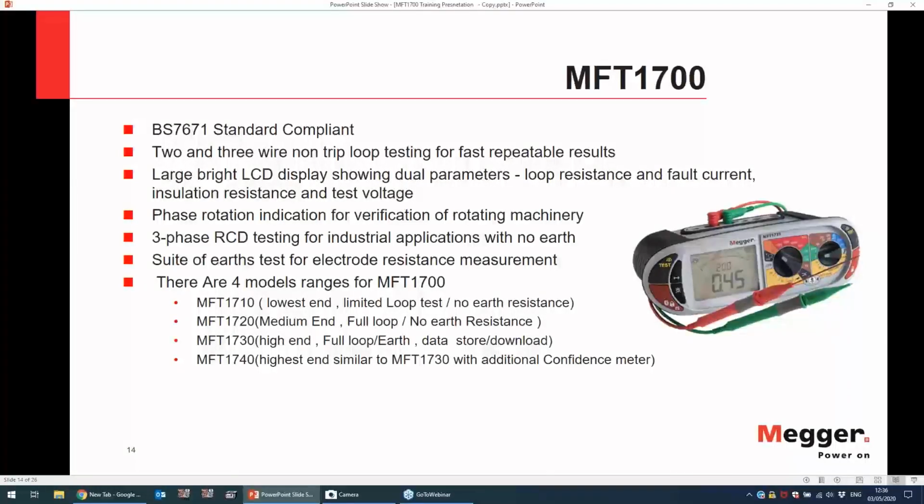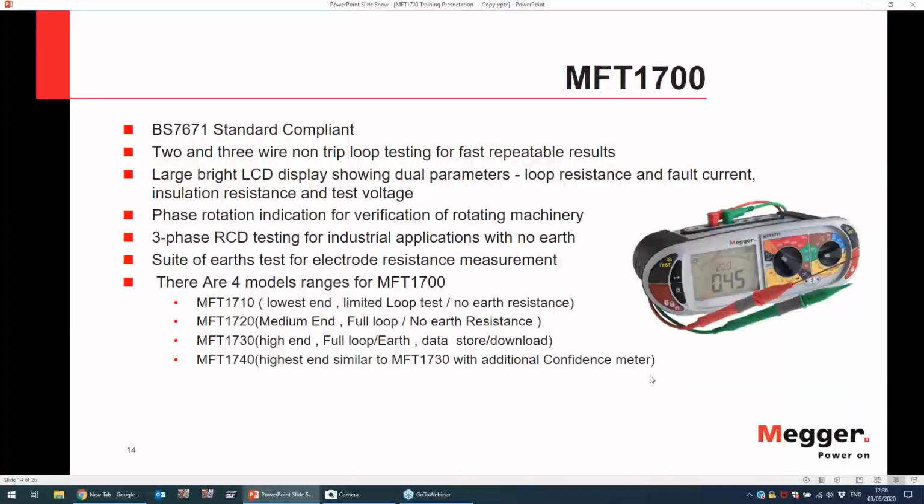The highest end device you have is the 1740. It has an additional feature called confidence meter inside your loop testing that will tell you whether your loop measurement is very confident, very good, or not very good, because it has a lot of noise in it. It's usually specified for industrial application, not for commercial or residential application testing, as in industrial applications they have a lot of noise coming from different places and they require a device that can handle this noise and give you an indication in case a noisy environment exists.